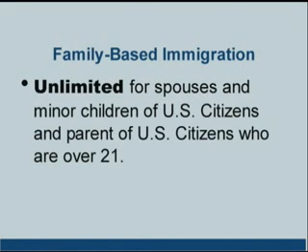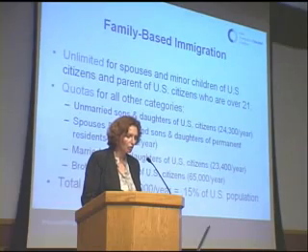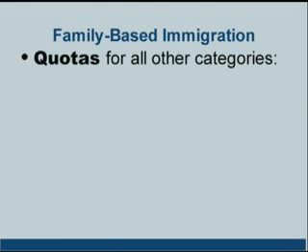Okay, but this is family-based immigration. So, for family-based immigration, there's an unlimited number of spouses, minor children, and minor children of U.S. citizens, and parents of U.S. citizens if the U.S. citizen is over 21. So babies cannot sponsor their parents. Okay, but once the baby is 21, the baby could sponsor the parents. So that's an unlimited number. And the way they manage that is if it goes over a certain amount, those numbers start to come out of the other groups of family-based applicants who can apply. So there's quotas for all the other categories.